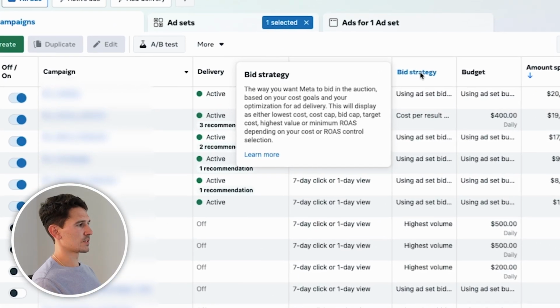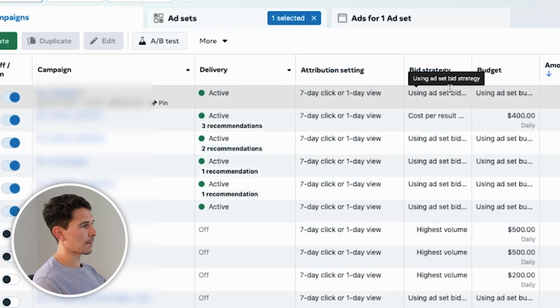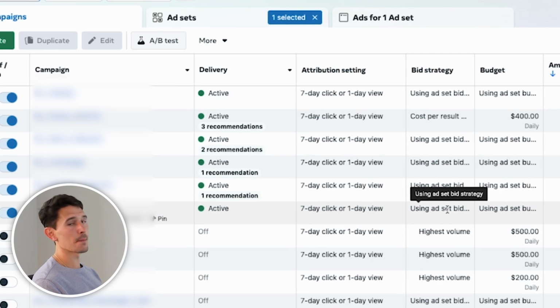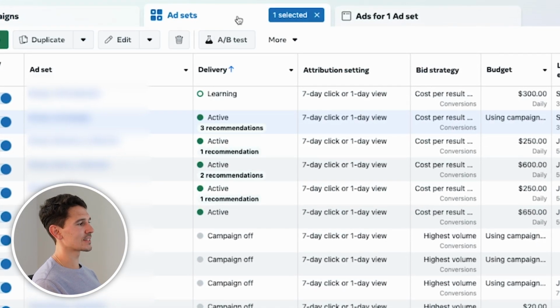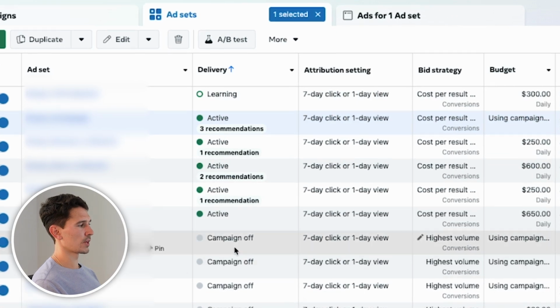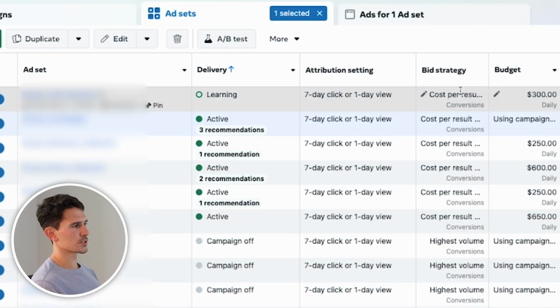Bid strategy is my next column. The one thing that's a little annoying about bid strategy is when you're looking at a campaign level, you're seeing a lot of using ad set bid strategies when we're using cost caps for certain campaigns. You move into the actual ad sets, you do see these are some old campaigns. You see they're off here. They were running on highest volume. And now for the most part, we're using cost per results or cost caps.